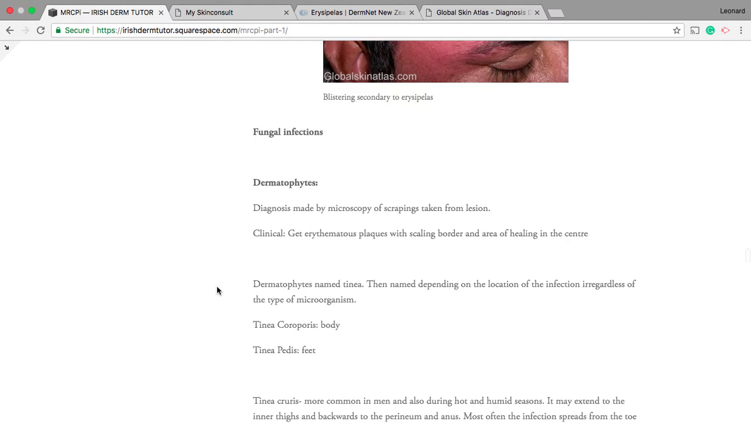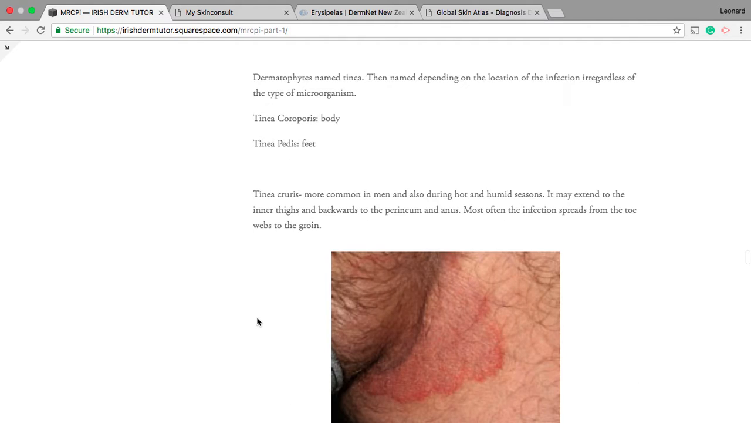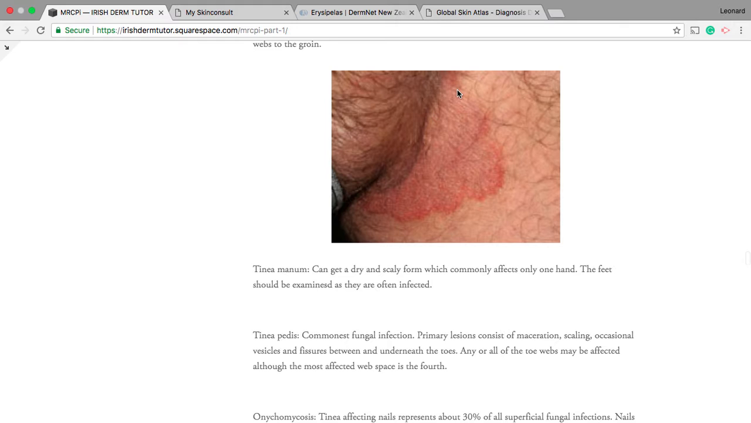So we'll first talk about dermatophytes, and the diagnosis is made by microscopy of scrapings taken from the lesions. So you just basically get a little blade and you scrape away some of the scale from the lesion, and that will usually be enough to make the diagnosis. Clinically, you get these erythematous plaques with a scaling border and an area of healing in the center. So here's a picture of tinea cruris, and you often get this advancing edge, and you get a trailing scale just slightly inside of it, and then usually there's a bit of clearing more in the center.